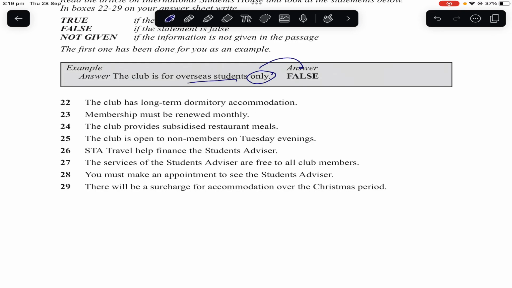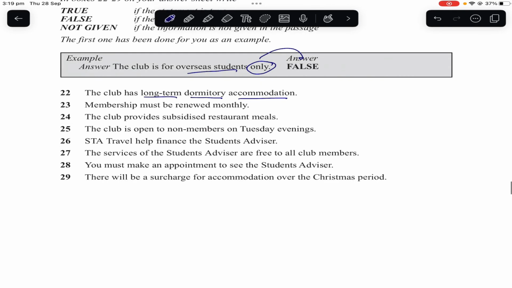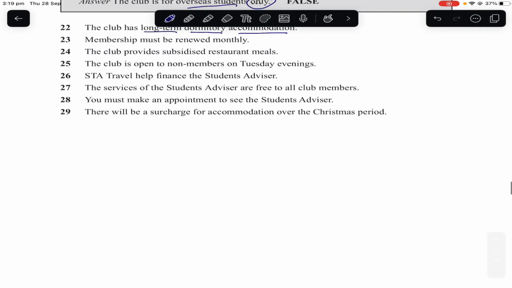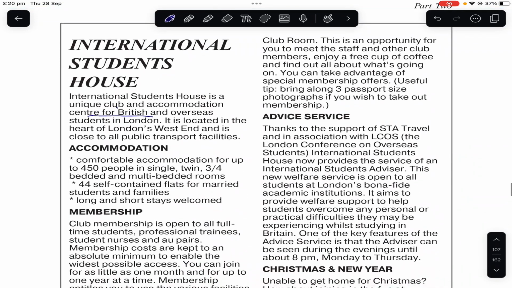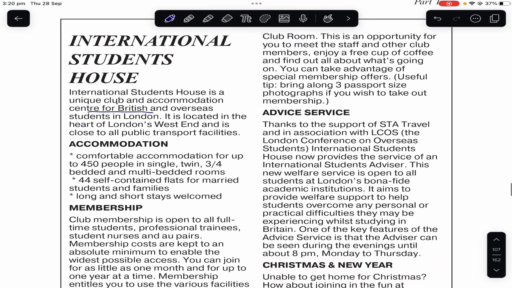Now, the next one is the club has long-term dormitory accommodation. Let's have a look. Long-term accommodation. This is what we're looking for. So again, like I said, you can pause the video and try to find the answer by yourself, and then you can resume the video, and then you can look at what is the answer that I'm choosing over here.